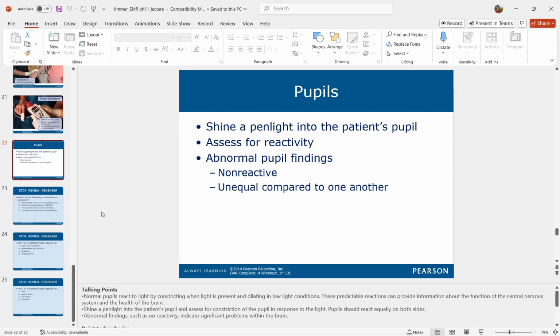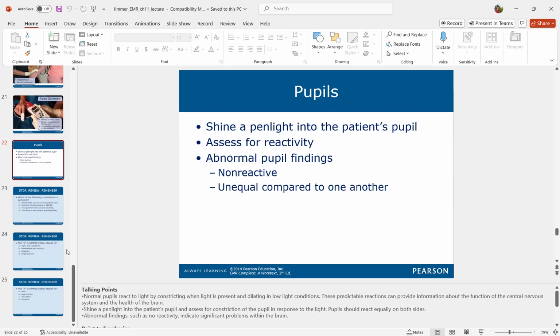Abnormal findings are no activity, no reactivity at all, or significant problems with the brain that can indicate. It can be sluggish to react, maybe a stroke patient, something like that. Maybe they're unequal. One's bigger than the other, so they're having some kind of neurological event going on.